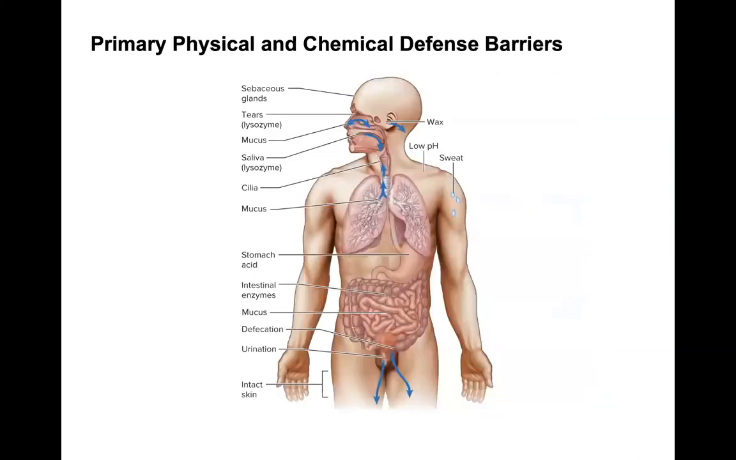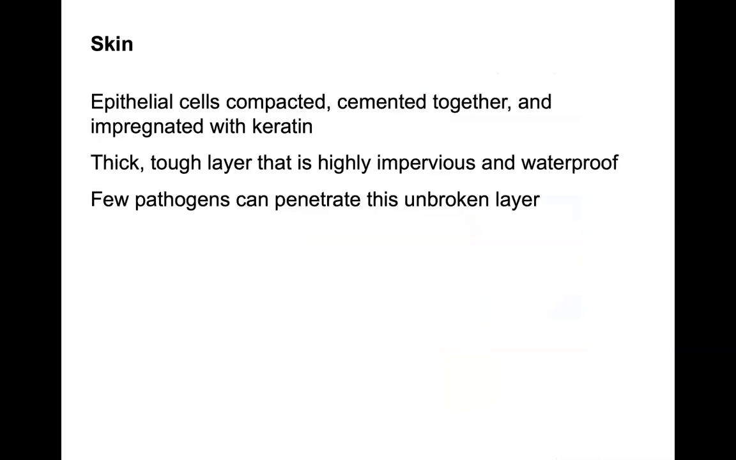So let's talk about the physical and chemical defense barriers that we have. The first physical barrier is going to be the skin. Epithelial cells compacted, cemented together, and impregnated with a protein called keratin. It is a very thick, tough layer that is highly impervious, and it is also waterproofed. Few pathogens can penetrate this unbroken layer. Really, the only things that get past the skin is any break within the skin.